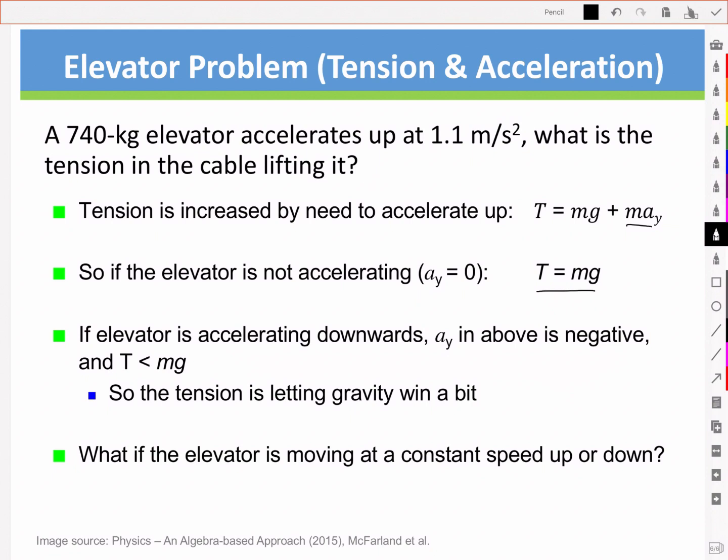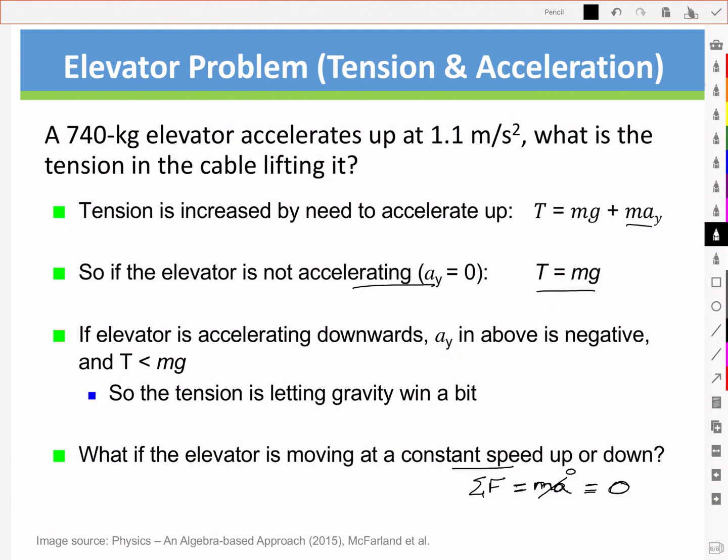What if the elevator is moving at a constant speed, up or down? You're then saying that the sum of the forces, Newton's second law, is mass times acceleration. If it's going at a constant speed, our acceleration is equal to zero. In other words, the sum of the forces must be equal to zero. And that's just what we said up above, that the acceleration was equal to zero. So we're saying the same thing if it's moving at a constant speed up or down. It's at rest or moving at a constant speed means the acceleration is equal to zero.